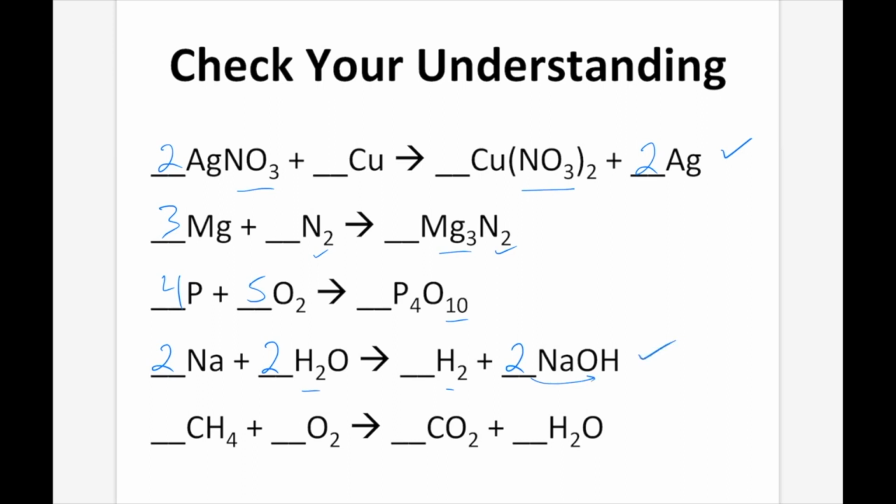For the last question, let's start by balancing hydrogen. We have 4 hydrogens on the left. We have 2 on the right, so we're going to put a 2 there. Now we have 4 hydrogens on the right, 4 on the left. We have 1 carbon on the left. We have 1 on the right. And we have 2 oxygens. 2 plus 2 times 1 is 4. So we need to put a 2 here. So now we have 4 oxygens on the left and 4 on the right-hand side.